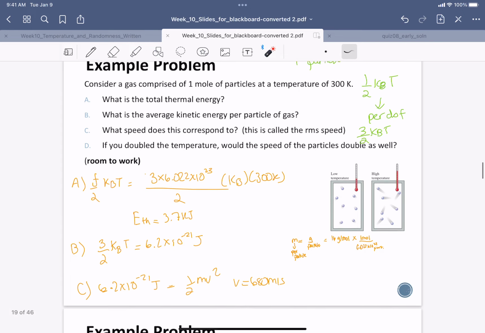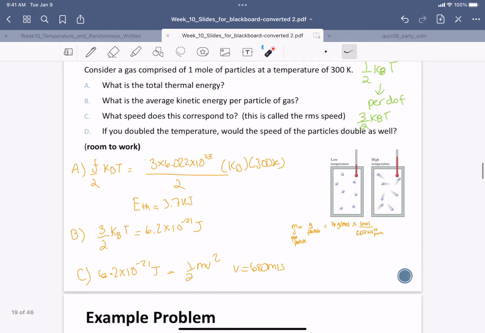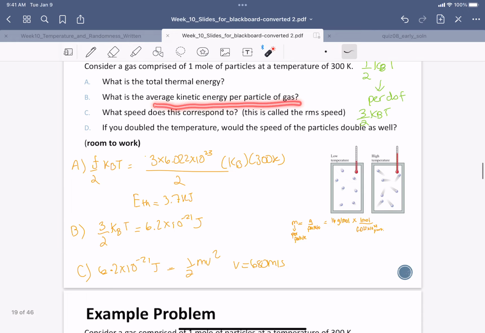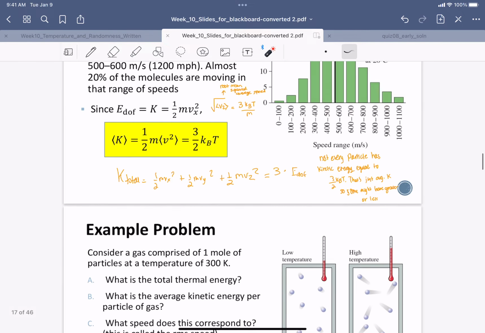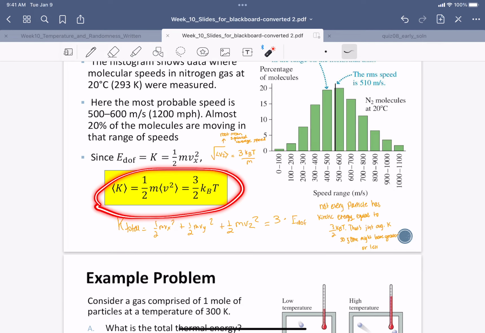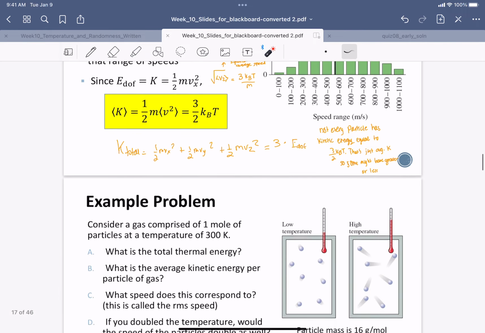Yeah, for C, they're asking what speed this corresponds to. What's the RMS speed? If I figured out my average kinetic energy per particle of gas, which is the 3/2 kBT, that's the average kinetic energy that I got. So I set that equal to half mv squared. I essentially broke this into two steps. I figured out what 3/2 kBT was in part B, and then I set that equal to half mv squared and solved for v.